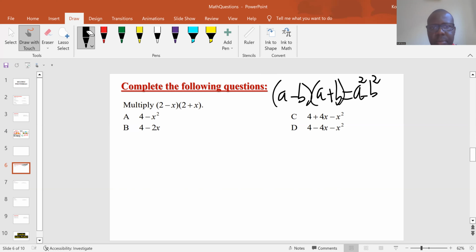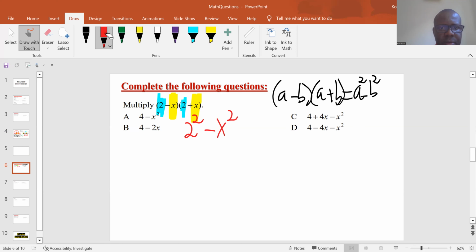So we can use that property here because we have 2, which represents our a. We have x, which represents b, and we have a minus and a plus. Therefore, we can apply the rule and say this will be 2 squared minus x squared. 2 squared is 4, so we're going to have 4 minus x squared. And the correct choice here is A.